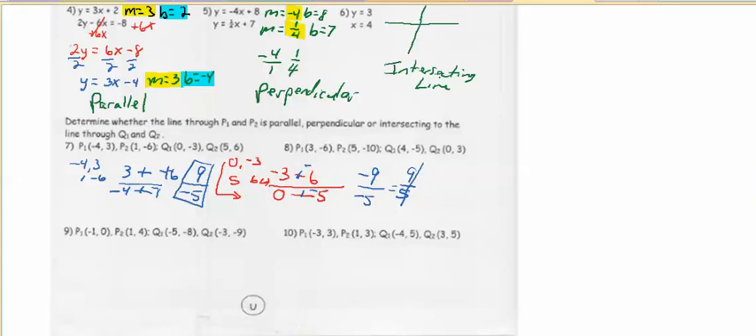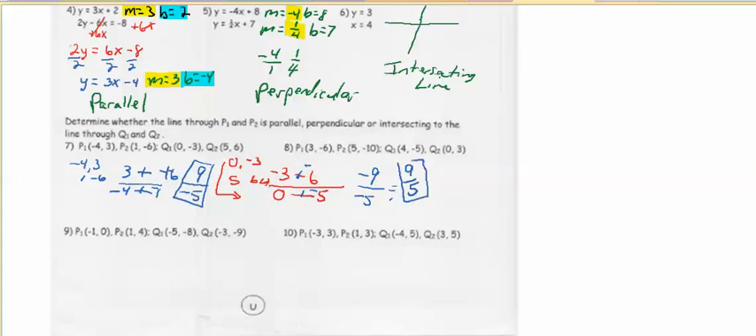Here's the second slope that we made. Oops, let me fix that. It's writing all over the top of it. Okay, so we got 9 over 5, and it's positive.